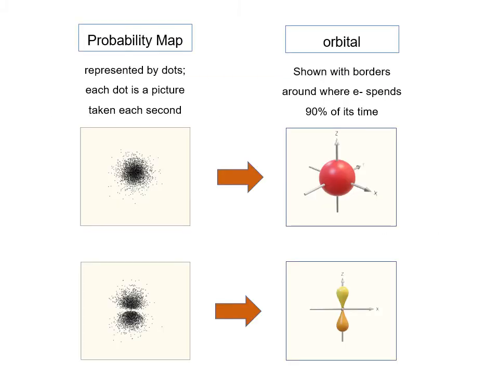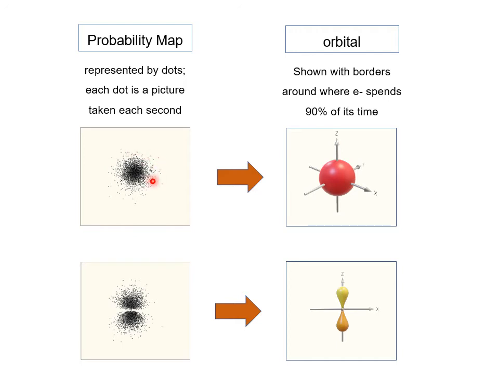So how do we come up with the shape of these orbitals here? Well, we get those from probability maps. Probability maps, which are shown here in these two squares, are represented by dots. Each of these little black dots that you see in each of these pictures is a picture taken each second. So they take those pictures, one per second, and they superimpose all those pictures on top of each other.